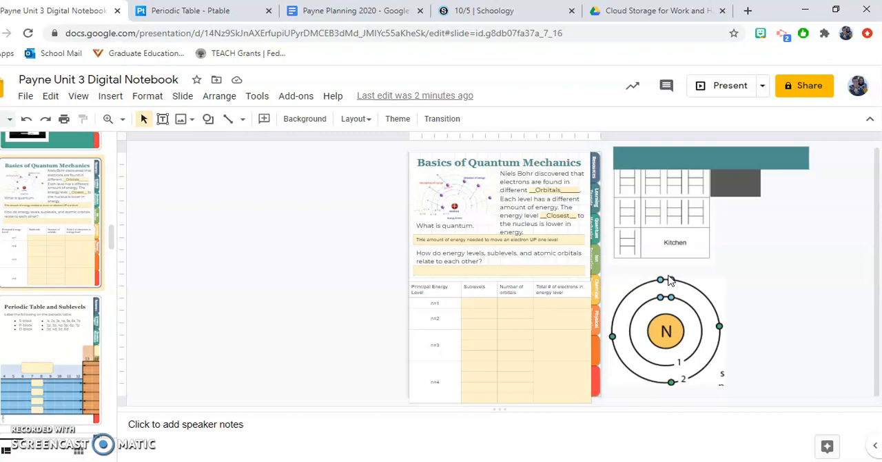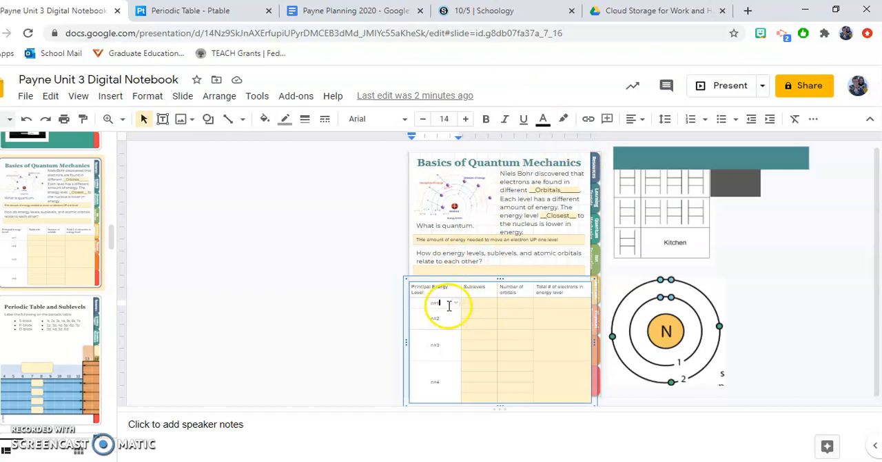Let's talk first about this chart. It breaks down floors, or energy levels. N1 is like saying floor 1, N2 is like saying floor 2, and so on. We know this stuff, it's just a different vocabulary. So principal energy level 1, n equals 1, is going to be ring 1, or floor 1.